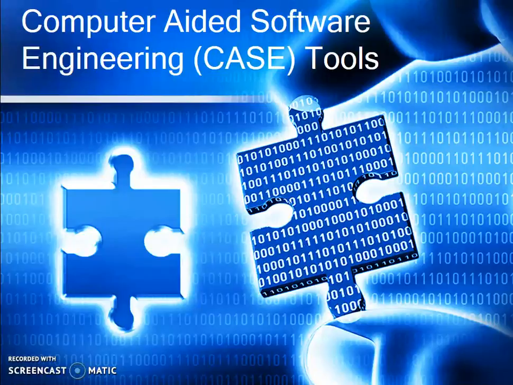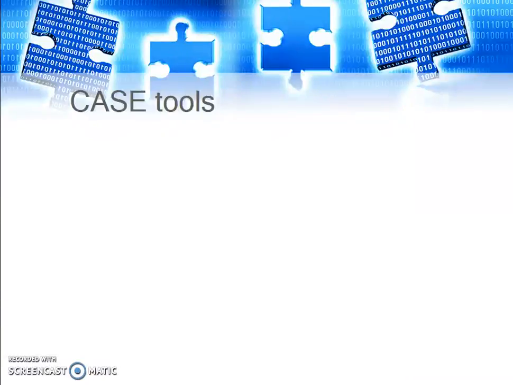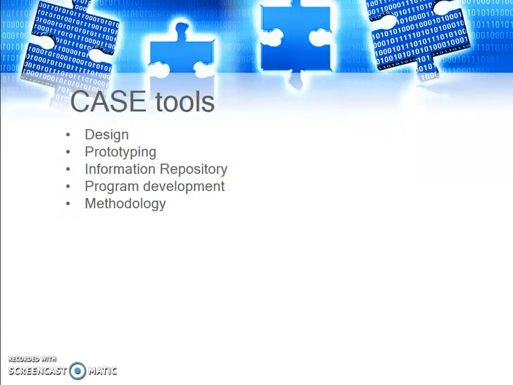So what is computer-aided software engineering? This is a kind of software engineering where the developers use different tools or software to help them in their development cycle. So what part of the development cycle should these tools be used? Actually, in all parts, from the design, prototyping, information repository, program development, and methodology.